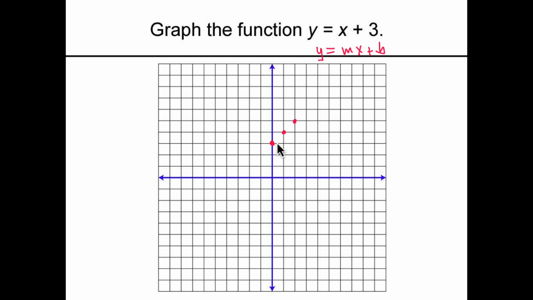The reason that I move to the right is because the slope is positive. The line connecting these points is the graph of the equation.